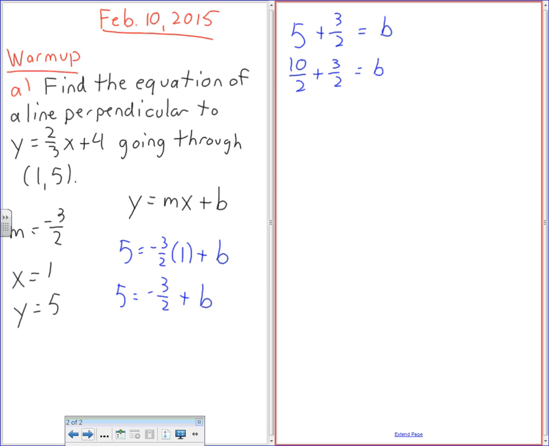Jenna, it's your time to shine. What is 10 over 2 plus 3/2 equal to? 13 over 2, I hope. 13 over 2 equals b.